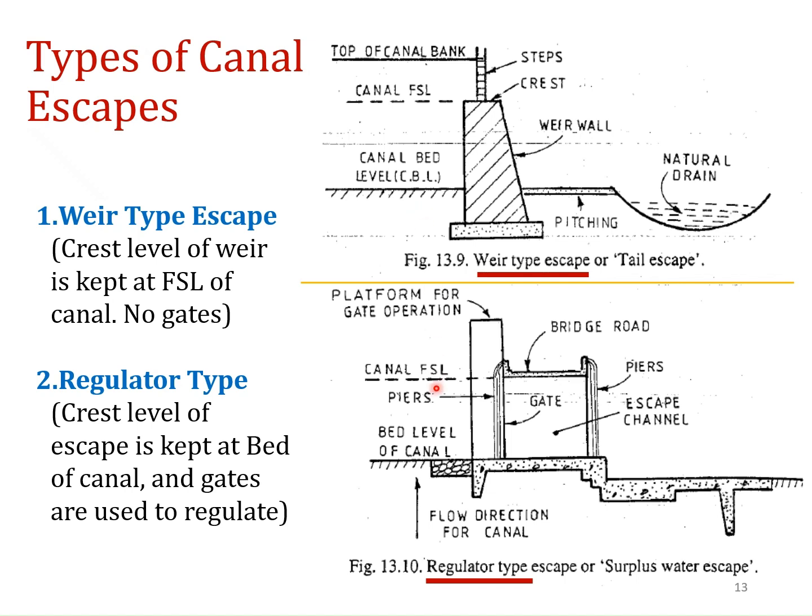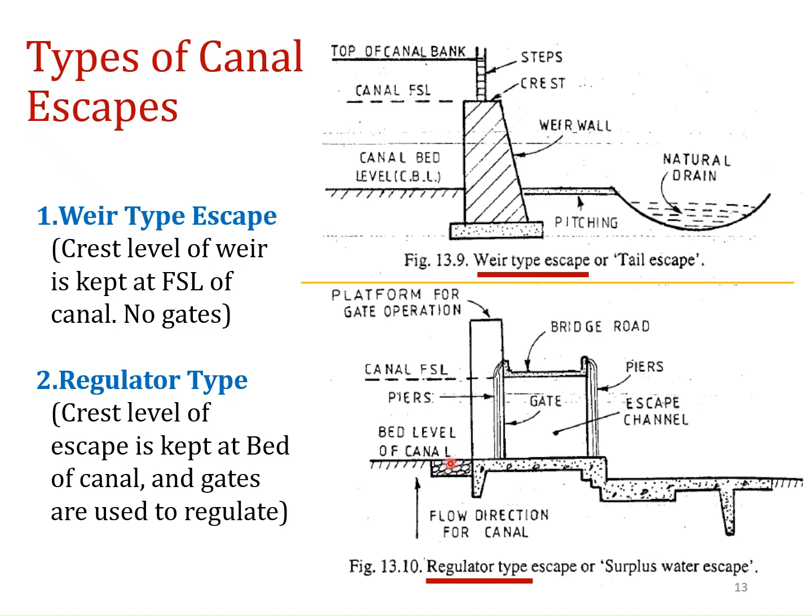Now, both of them have their own advantage. In this case, there are no gates. It means that nobody has to come and open the gates. But the water will go above the weir only when it is above the full supply level. If it is below full supply level, then this weir will not be effective. Okay, this escape will not be effective. But in this case, the crest level is at the bed level. Yeah, even if the canal is half full, you can still open the gate and the water will escape. So both have their advantages.